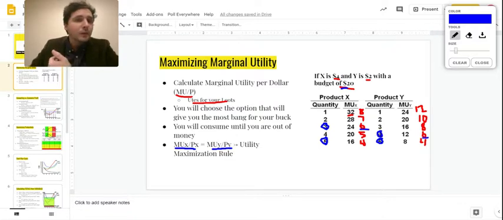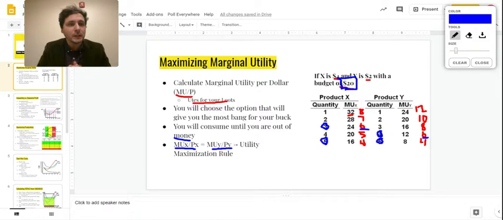So I ask, can I afford this? So for 3 of product X, it's going to cost $4 each. That's $12, right? And then for 4 of product Y at $2 each, that's $8. 12 plus 8 is 20. I can afford it. I am out of money, right? I'll consume until I'm out of money. I'm out of money. I maximize my utility.